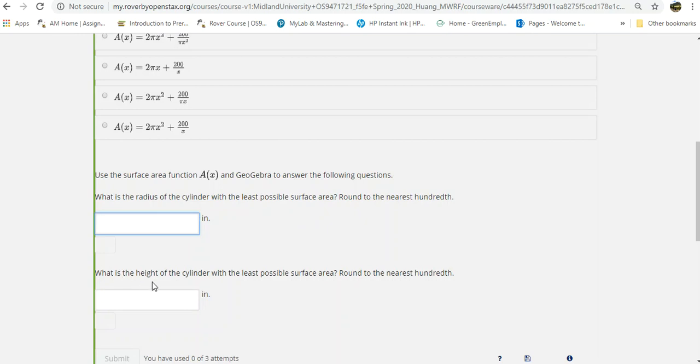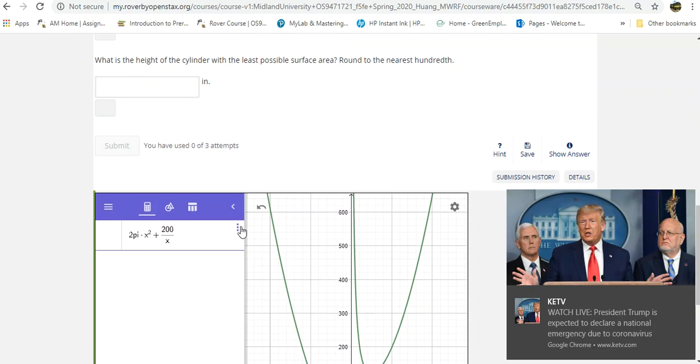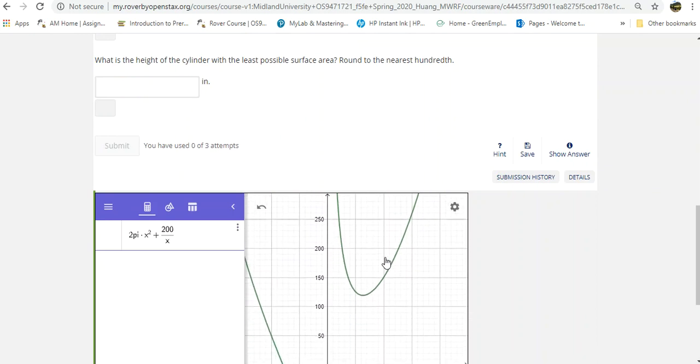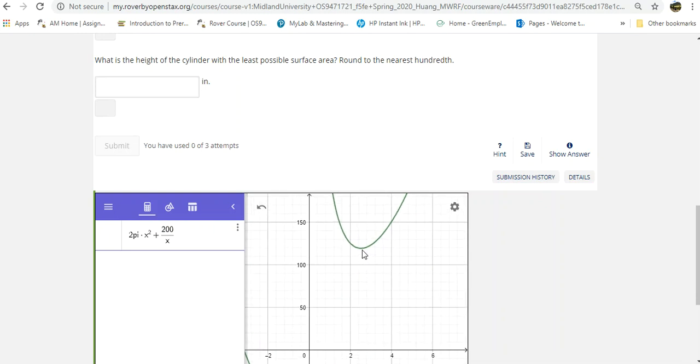Now we already developed the relationship between the height and the radius at the beginning. So you are going to use that to find the height. This is my hint. You really have to zoom in and try to read what the point is. Try to find what the x is. This is my suggestion.